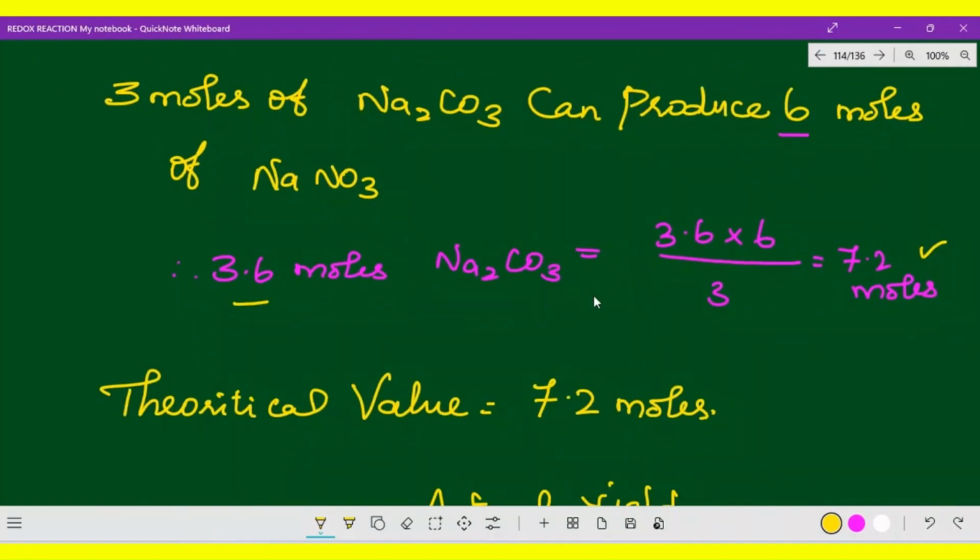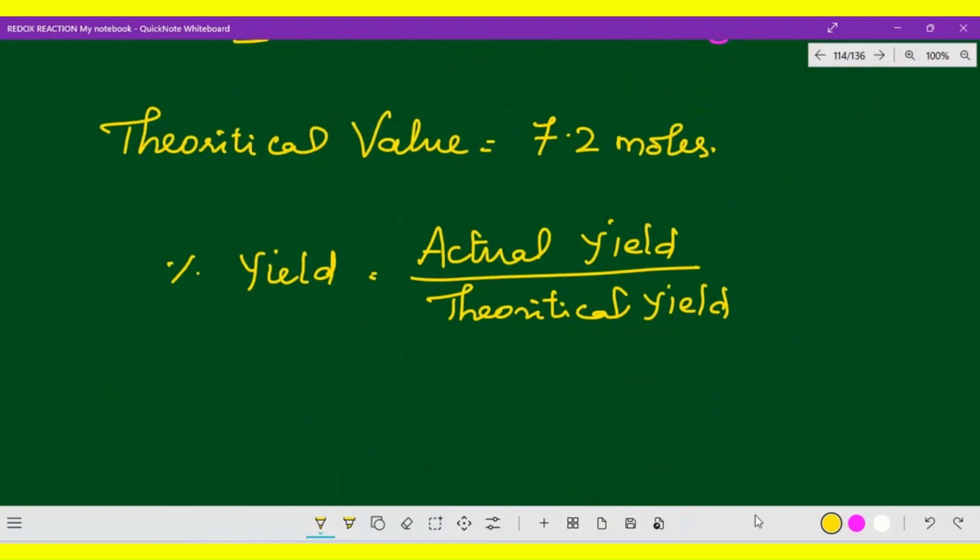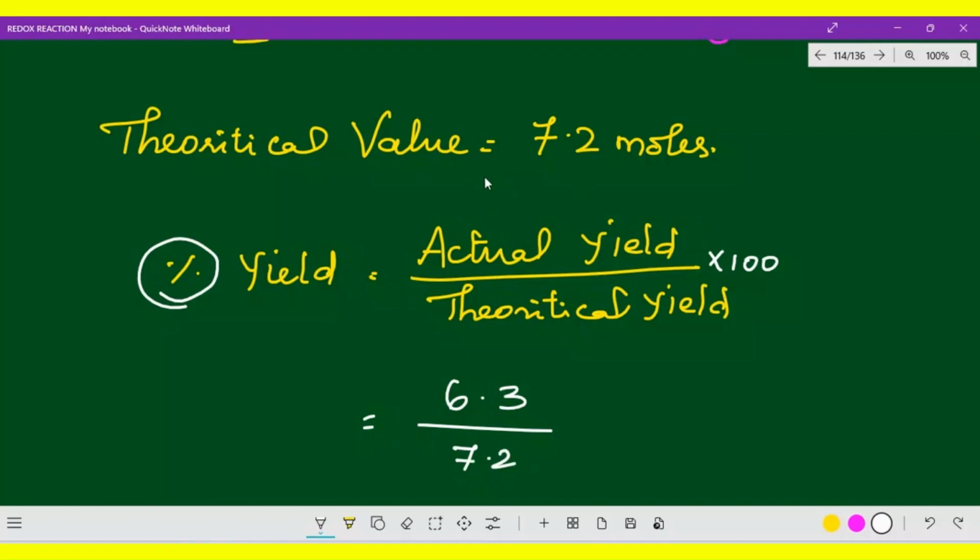The theoretical yield you just got as the answer, right? Now can we apply the values here? Percentage means into 100, right? So here 6.3 divided by 7.2, where 7.2 is the theoretical yield, into 100.